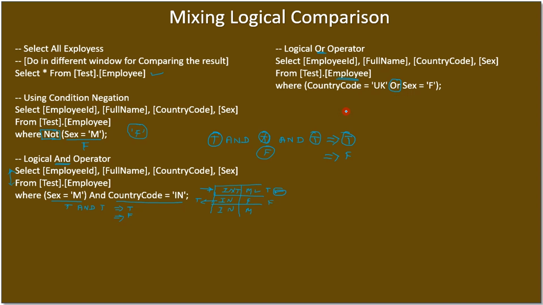So when it is qualifying for the record, it will check whether the record's country code is UK. So if that's the case, it will pick the record. It doesn't bother about the sex. Or if country code is not UK but sex is female, then also it will qualify. That means if any one of this outcome, this is condition 1, condition 2, is true, the total outcome will be true. Then the record will qualify for display.